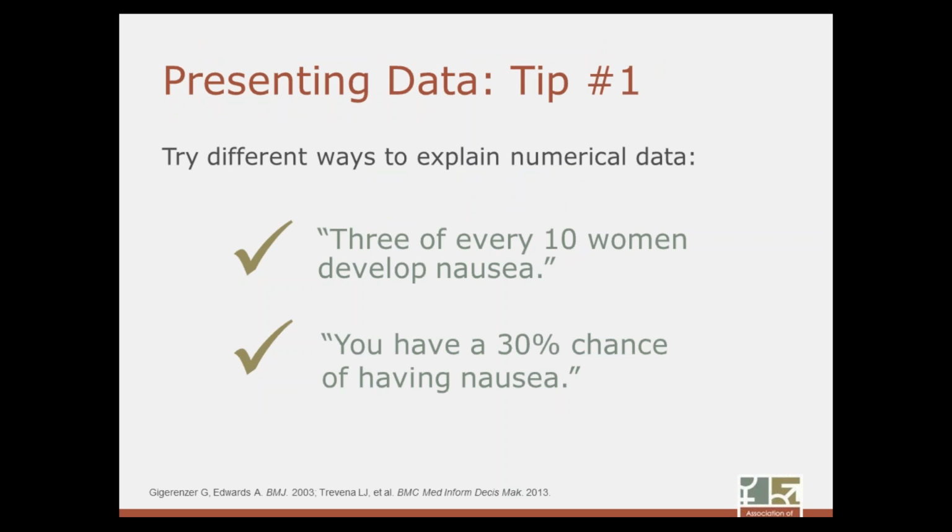So here are some tips to improve understanding of numerical data by your patients. You can try different ways to explain the data, and also try to avoid vague statements about risk without providing any numbers. So for example, you'd want to say both frequency statements and probabilities. So you could say 3 of every 10 women develop nausea using this drug, and that means you have a 30% chance of developing nausea.